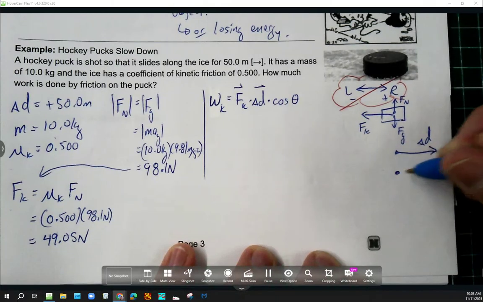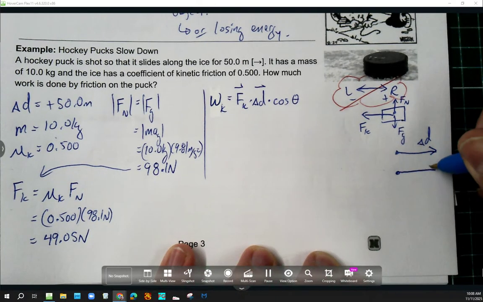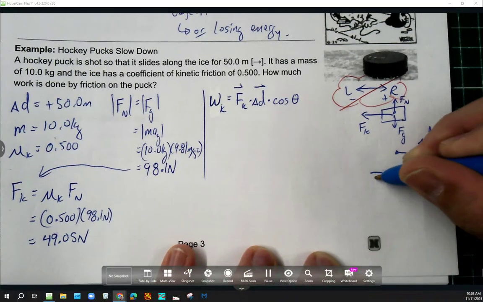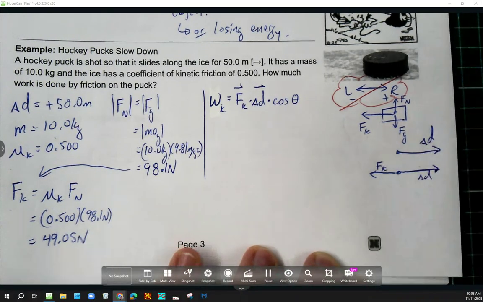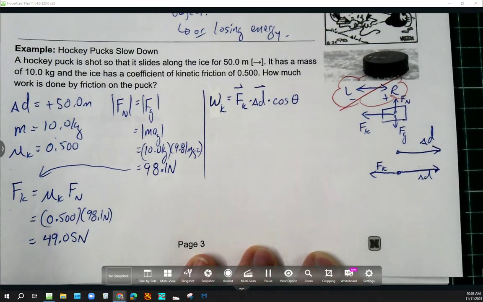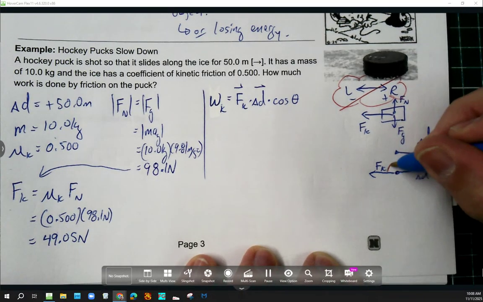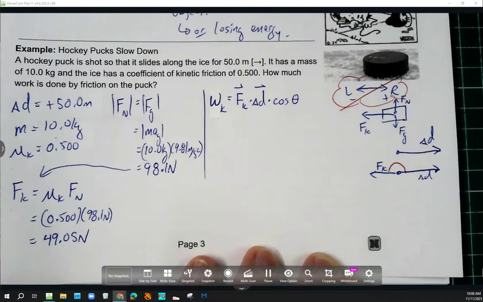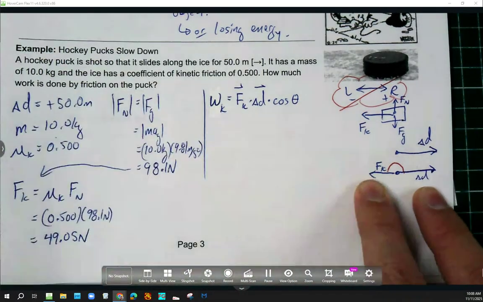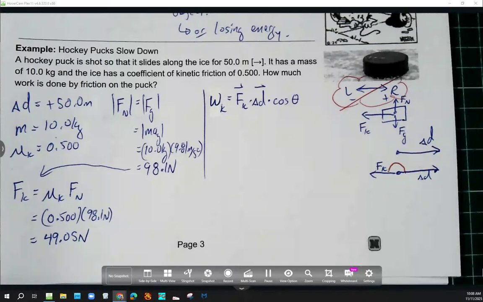If I were to draw the displacement this way and the Fk this way, I'm not adding them tip to tail. I'm just trying to compare what the angle is between the two of them. One's pointing to the left, one's pointing to the right. The angle between them is 180 degrees, right? Even though they're not side by side in my picture, the angle between them is 180 degrees if I did put them side by side.